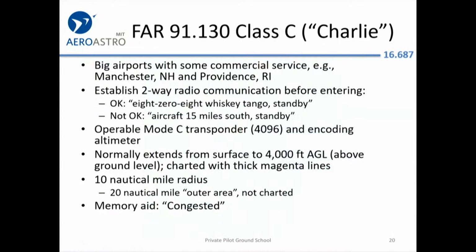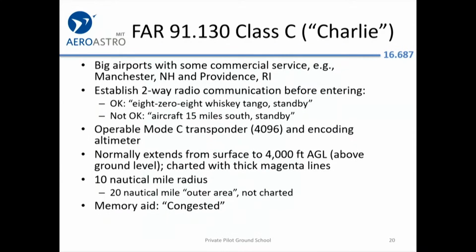Okay, so now is Class Charlie. So they're also busy airports, but they're not quite as busy as the Class Bravo airports. So for example, Manchester, New Hampshire, Providence, Rhode Island. Here, you're required to establish two-way radio communication, where they actually know the tail number of your aircraft. So every aircraft has a number. If it's a US aircraft, it usually has an N or November at the beginning. So, November 535, Alpha Bravo. And so you actually have to say what your tail number is.